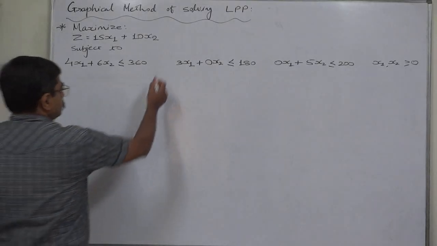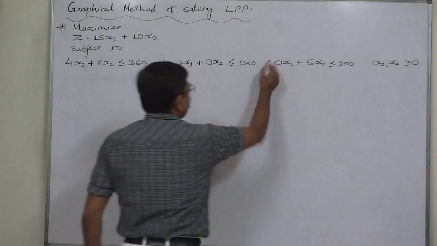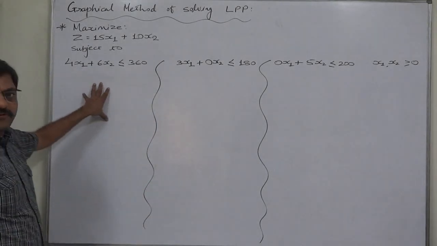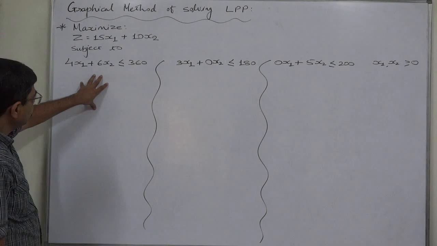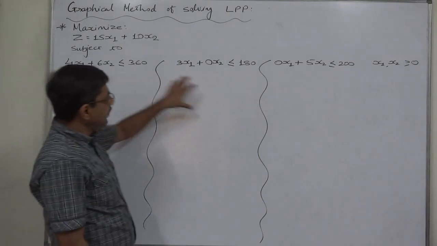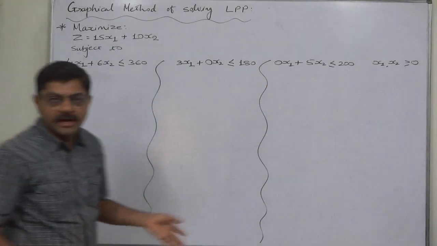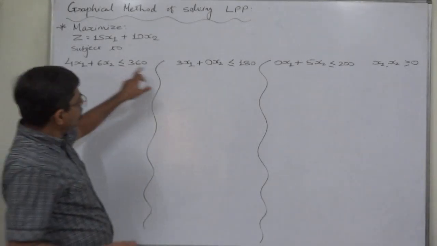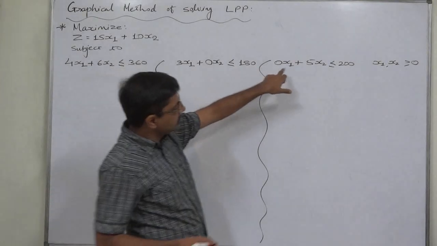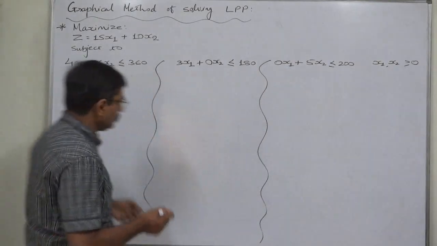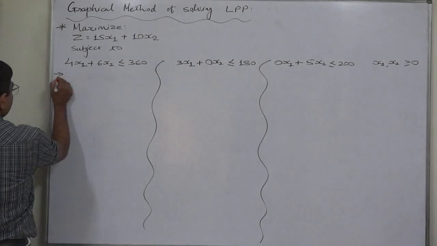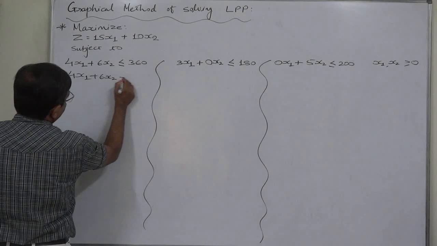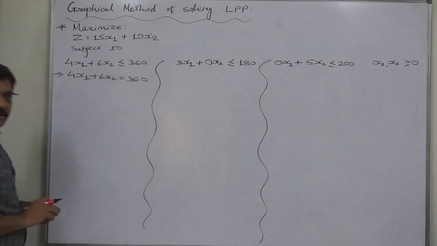Okay, now what? To draw a proper graph, first we are going to segregate these inequalities into two parts, equality as well as inequality, because all the three have mixed signs: less than or equal to, less than or equal to, less than or equal to. Inequality and equality. First equality, 4x1 plus 6x2 equals 360.